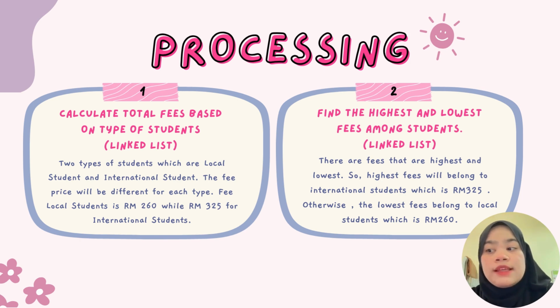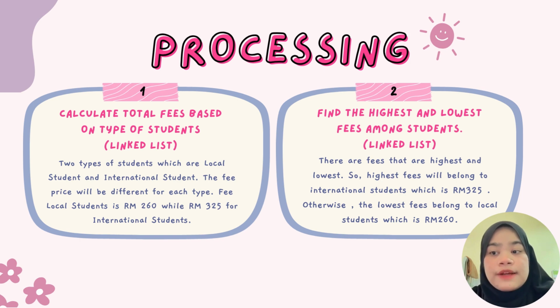The first thing is calculate total fees based on type of student, which is linked list. Two types of student, which are local student and international student. The fee price will be different for each type. Fee for local student is 260 while 325 for international student.